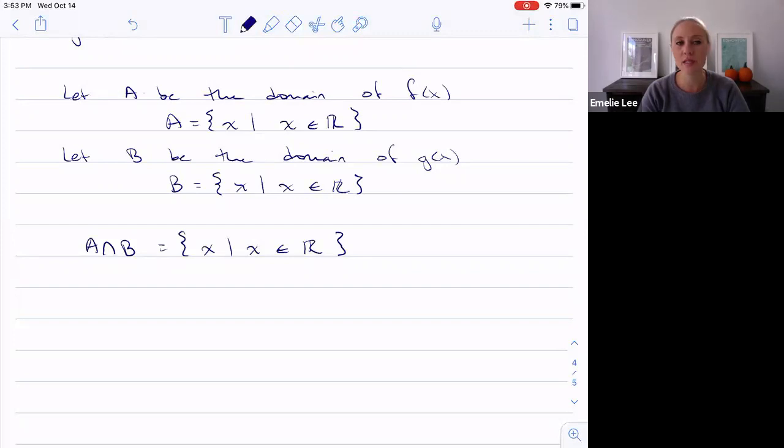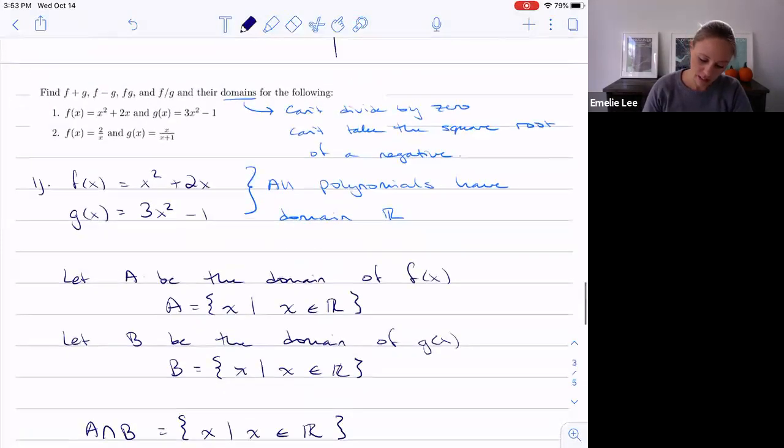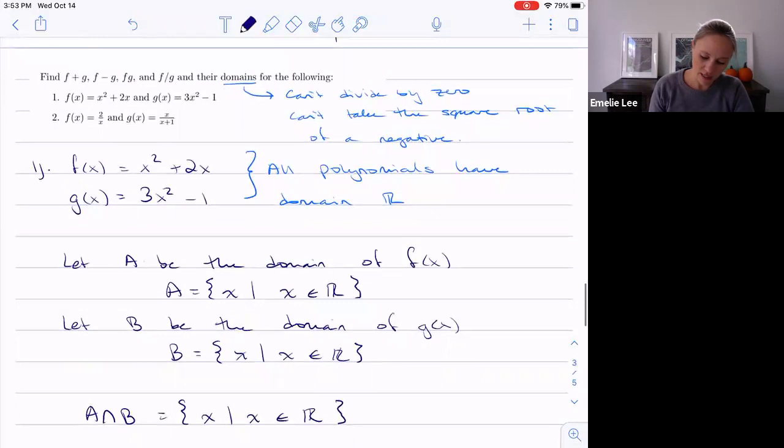So this is the domain for a lot of these, right? It's way up on the other page of the notes, but the domain for f plus g, f minus g, and f times g, they're all A and B, so the intersection of A and B. So this is going to be the domain for the first three, and then the only thing that changes is for f over g, we have to also add in the condition that g can't be zero. All right.